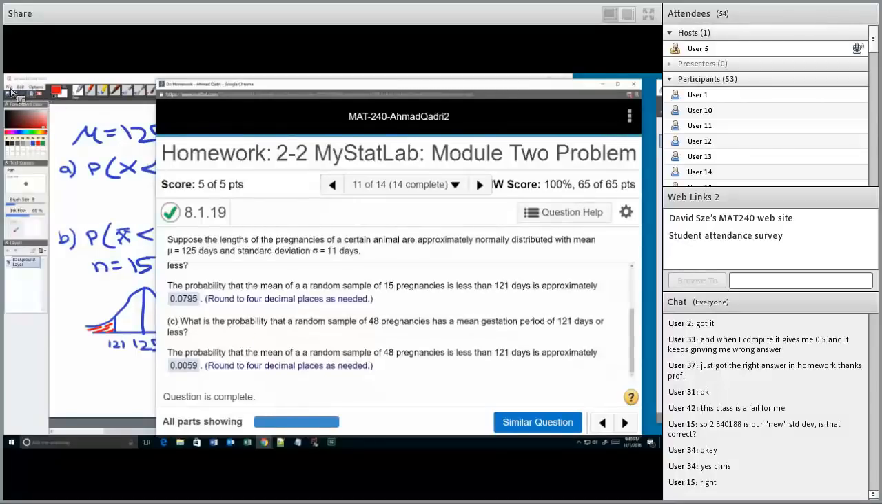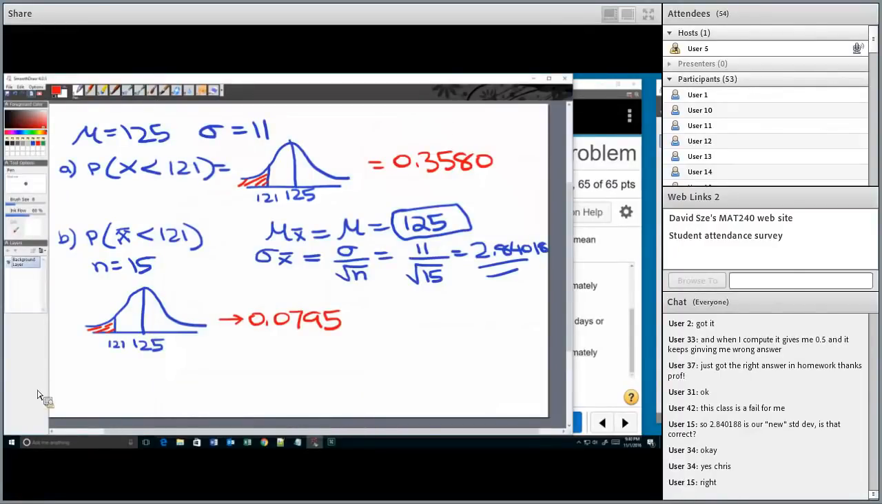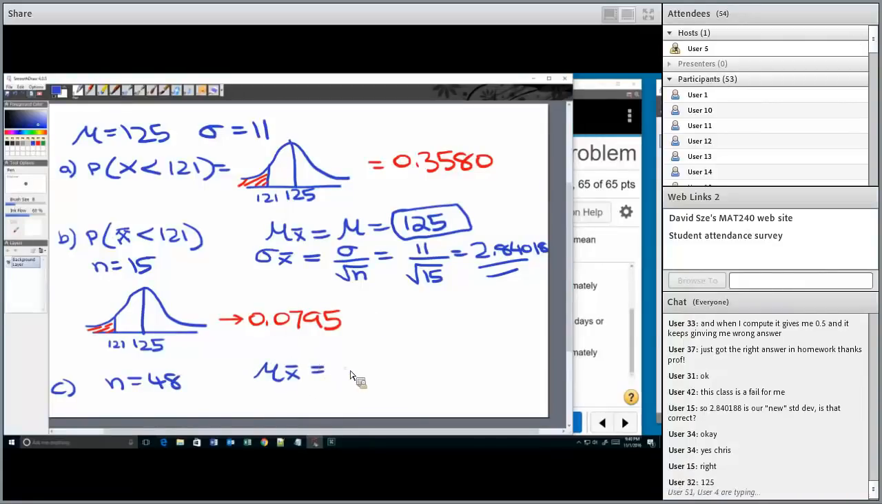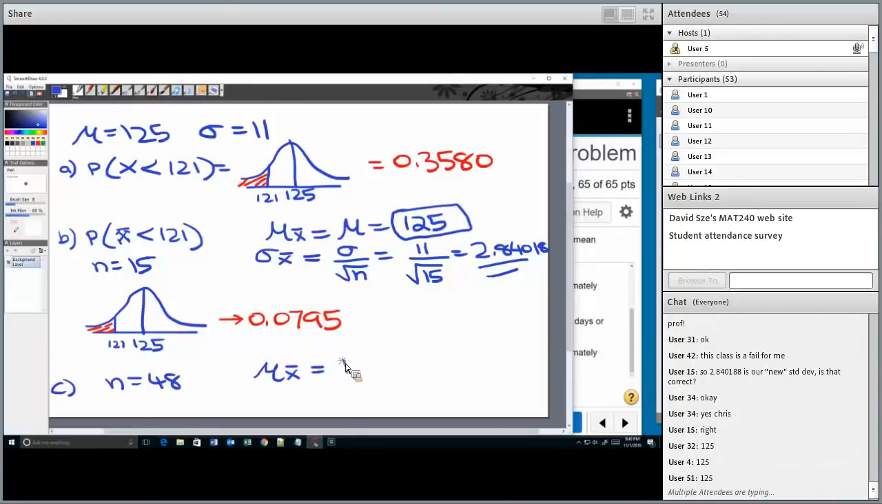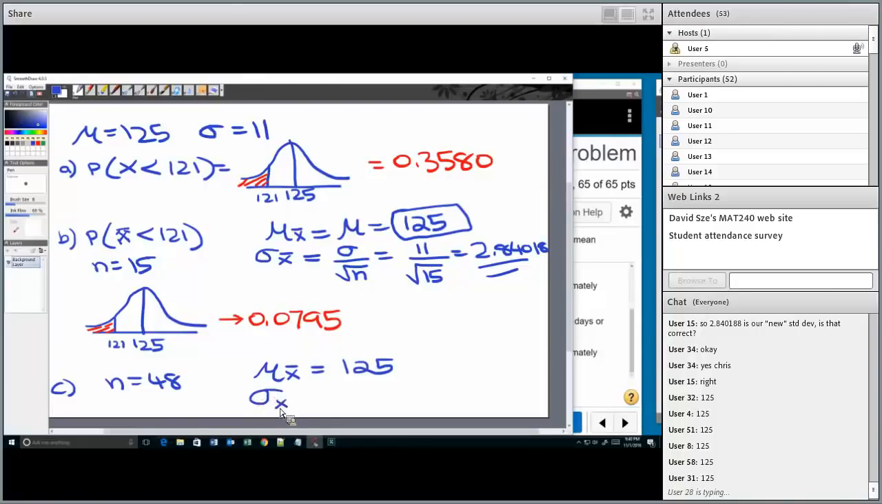Okay, now look at the problem. What are they saying? The problem now says, what is the probability that a random sample of 48 pregnancies is less than 121? So now you're increasing the sample size. Sample size is 48. So what is my mean in this case? Can you tell me what my mean is? It's still 125. Very good. Same as the population mean. And what is my standard deviation in this case?